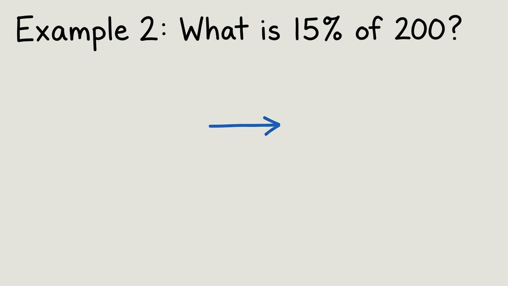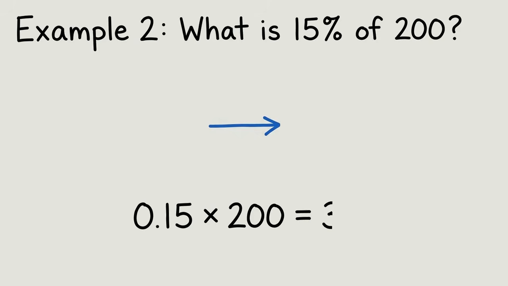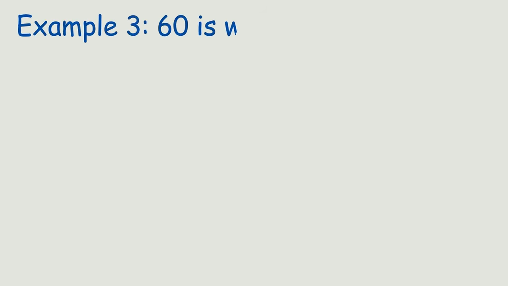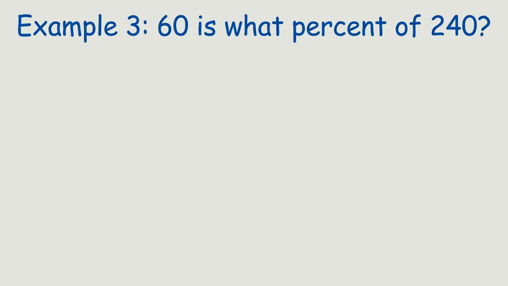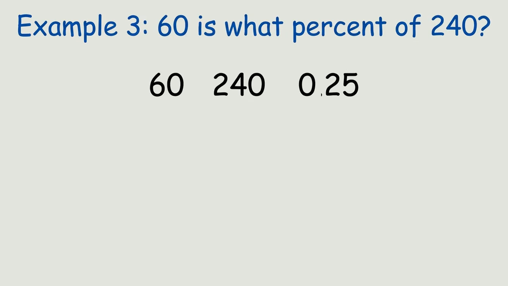Example 2. What is 15% of 200? Change 15% to 0.15. Then multiply. 0.15 times 200 equals 30. So, 15% of 200 is 30.